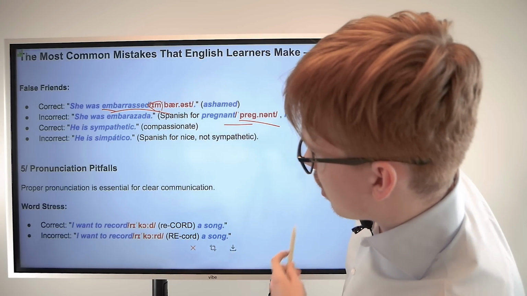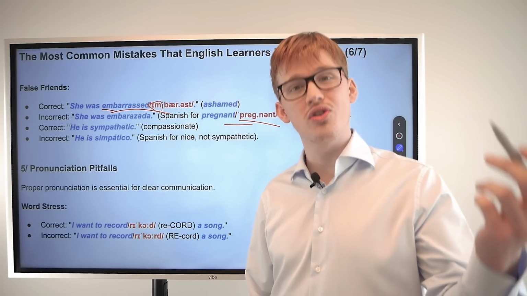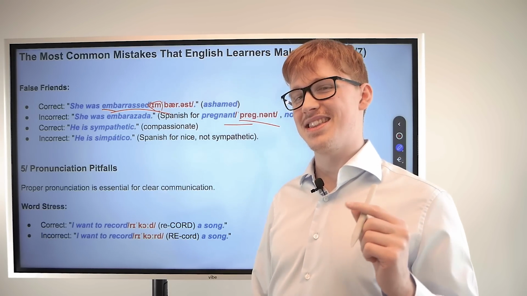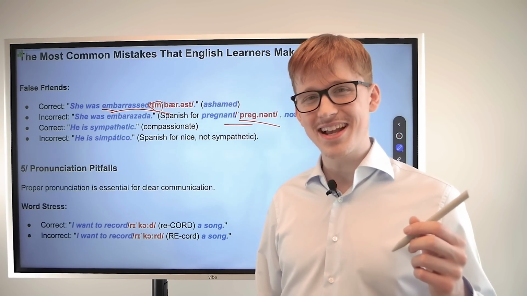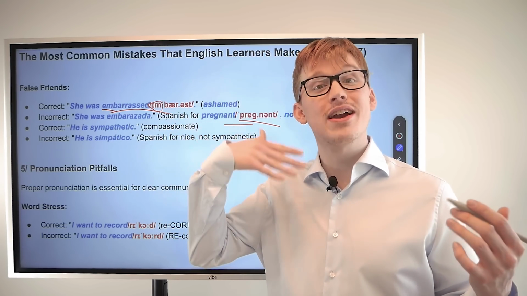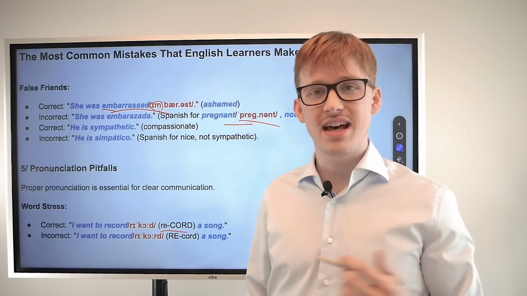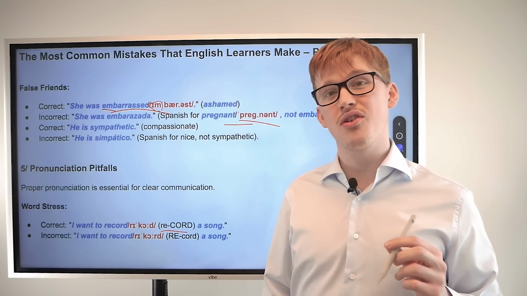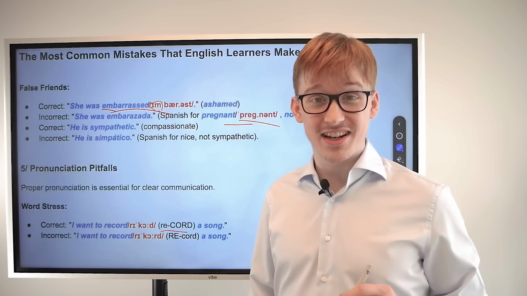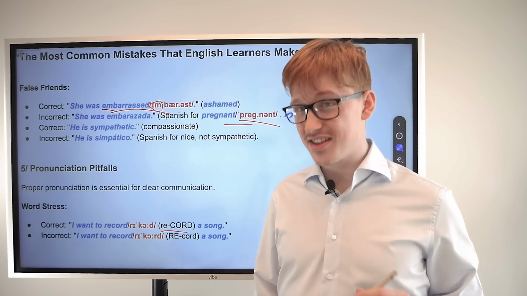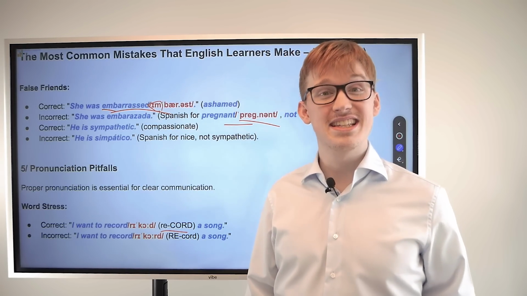So, correct: I want to record a song. I want to record a song. Where is the stress in this word here? Is it in the first syllable? No, it's the second one, right? Record, not record. Why is it important that record has the stress on the second syllable? It's because there is actually another word in English that is spelled the same but with the stress on the first syllable, and this one is a noun.